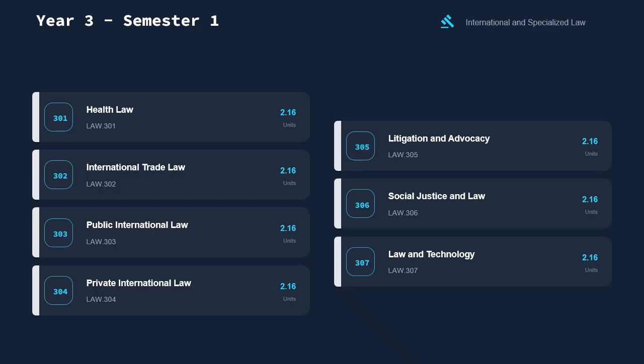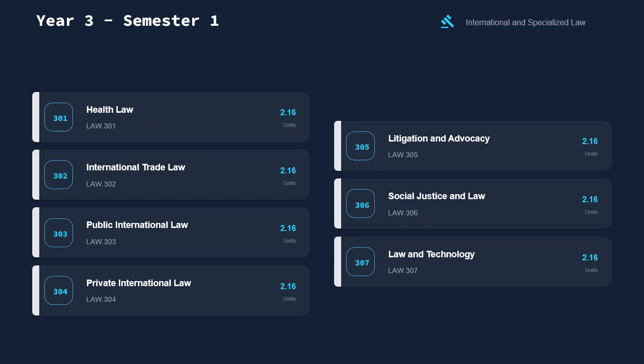Real-life example: the Genetic Information Non-Discrimination Act, GINA, prohibits discrimination based on genetic data, but gaps remain for life insurance and long-term care. Telemedicine licensure compacts allow cross-state practice, but liability issues persist regarding standard of care in virtual settings.